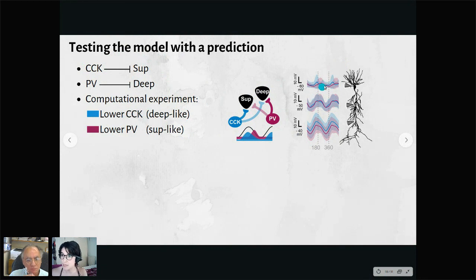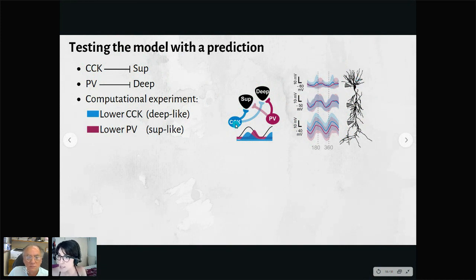Here we have the mean membrane potential. And well, I haven't said that these are perisomatic inhibition. So here we can see that the membrane potential in the apical dendrite is almost the same for both experiments, lowering CCK or lowering PV. But we can see that here at the somatic level there's a difference.